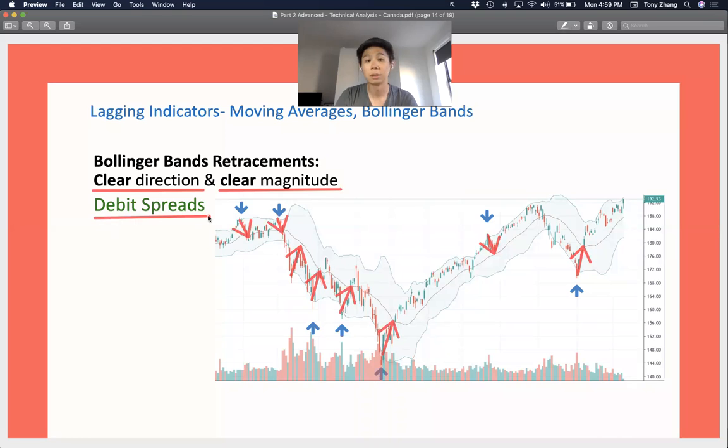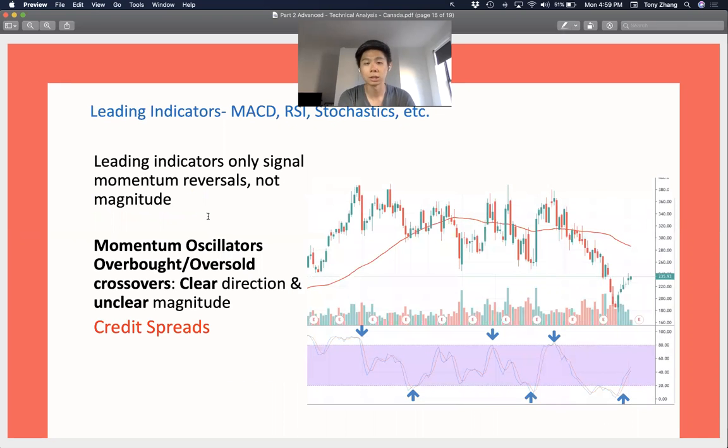So this is a simpler, in my opinion, way of using moving averages that gives you a clear sense of direction and magnitude. Okay, so Bollinger Bands, a very common strategy.